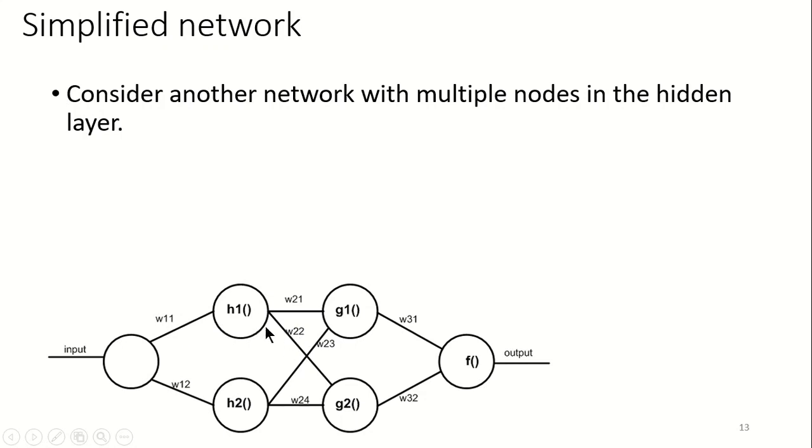So before finding out this, you check whether there are multiple paths from this W1 to the output. So here from W1 through H1, G1, F, we can reach the output. And there is another path H1, G2 and F. So there are two paths. So when we find the derivative, we have to consider these two paths.